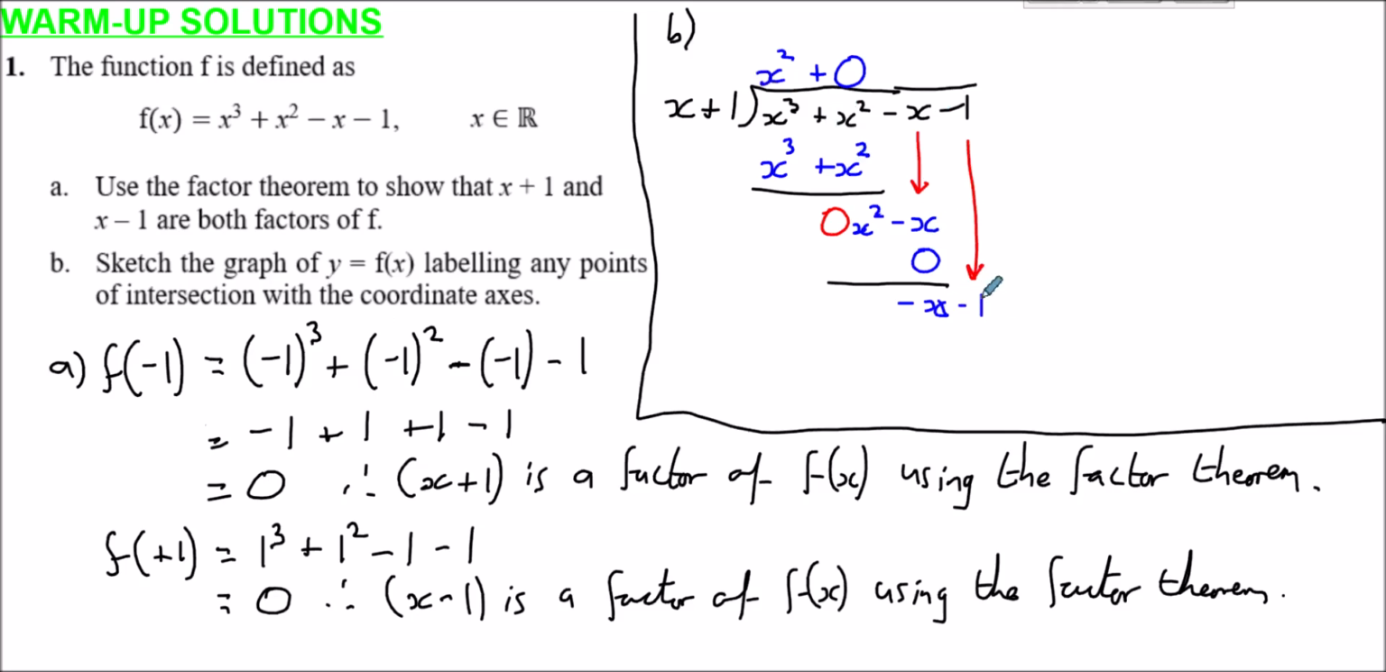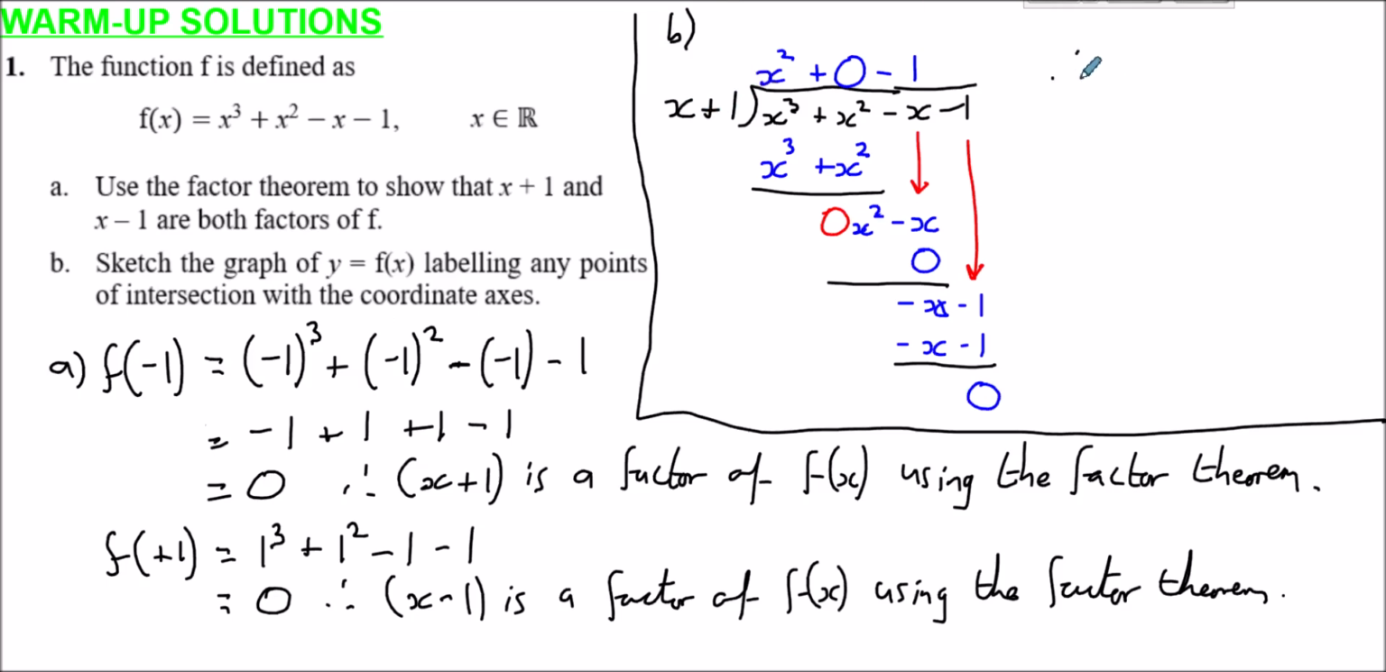Now we repeat the process. So we divide minus x by this x here. Minus x divided by x just gives us minus 1. But we multiply this minus 1 by the x plus 1. Minus 1 multiplied by this gives us minus x minus 1. Final step, subtract. Because we're subtracting exactly the same thing from itself, we just end up with 0, which is what we'd expect because, as we've shown earlier, x plus 1 is a factor of this.